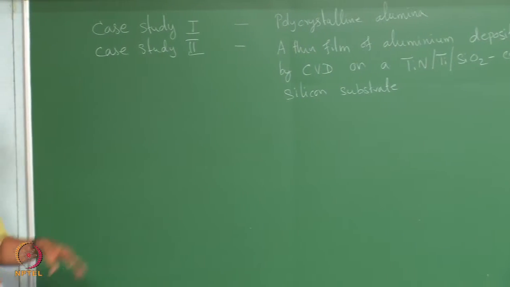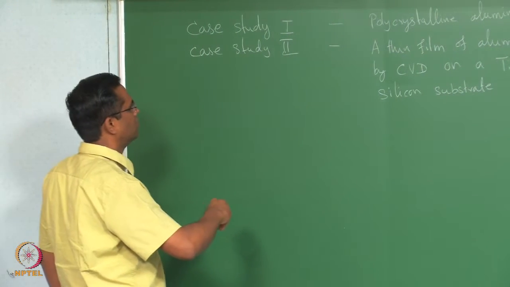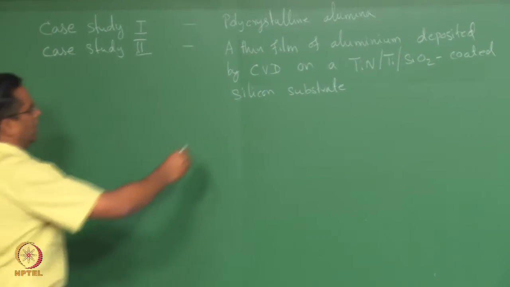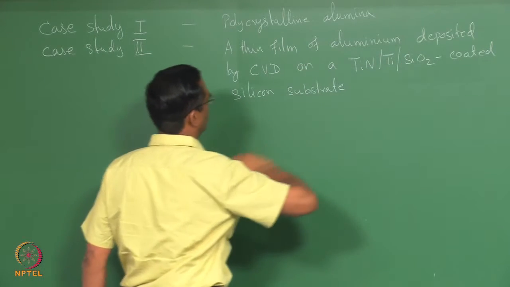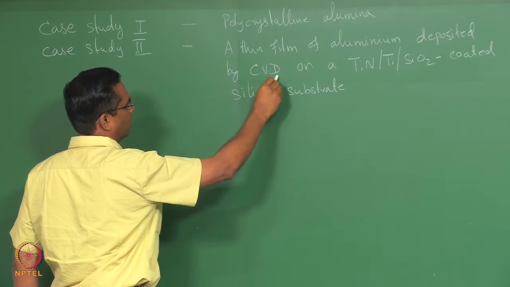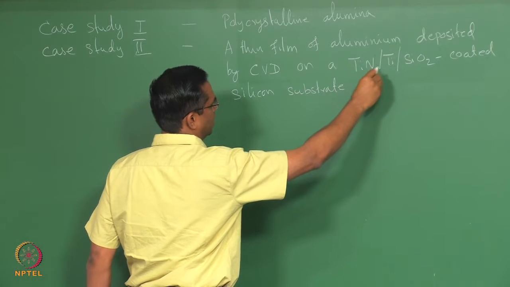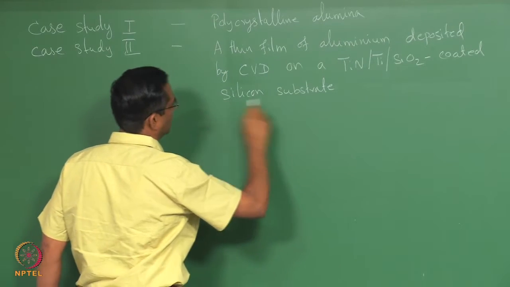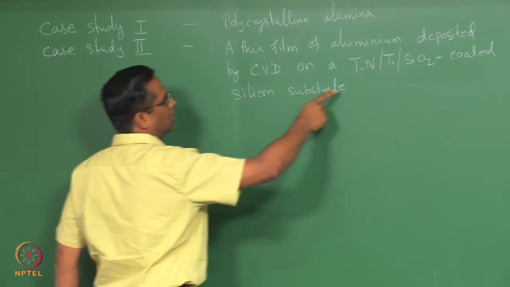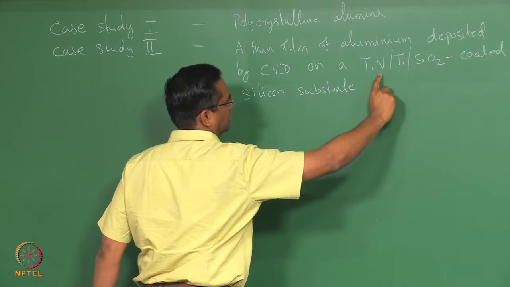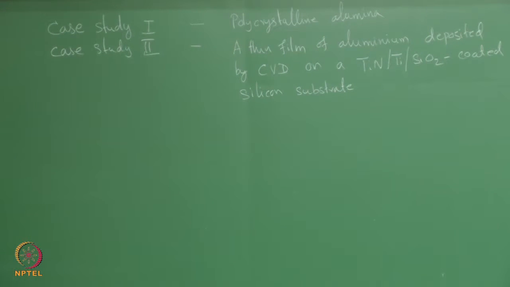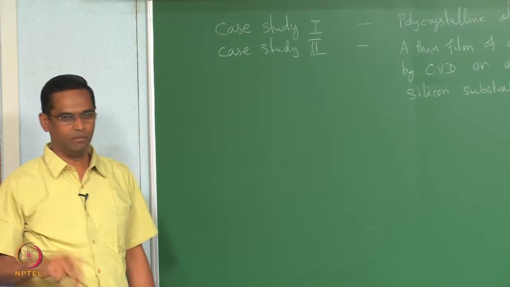What I am going to present today is two case studies. The first one is a polycrystalline alumina, and the second one is a thin film of aluminum deposited by chemical vapor deposition on a titanium nitride, titanium and silicon dioxide coated silicon substrate. So, you have the silicon substrate, over which you have the coating, and over which you are depositing the aluminum.